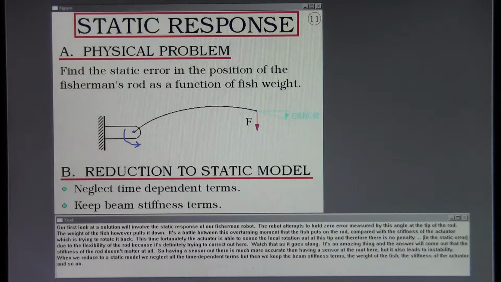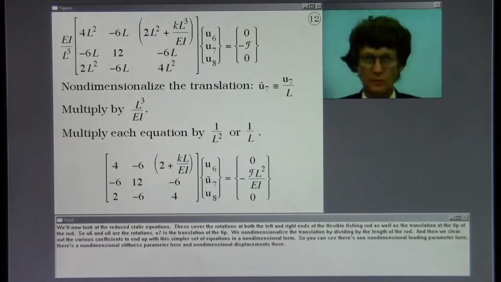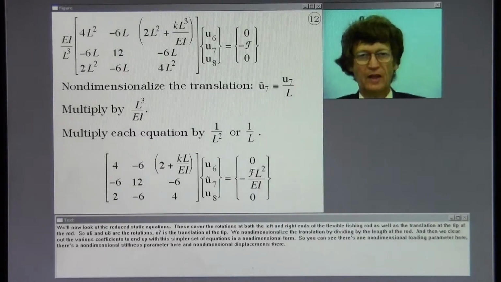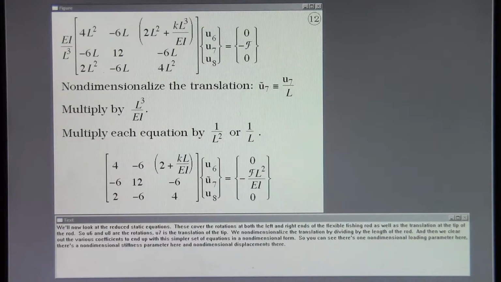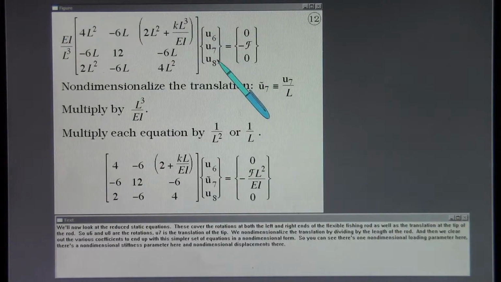When we reduce to a static model, we neglect all the time-dependent terms, but then we keep the beam stiffness terms, the weight of the fish, the stiffness of the actuator, and so on. We'll now look at the reduced static equations. These cover the rotations at both the left and right ends of the flexible fishing rod, as well as the translation at the tip of the rod. So U6 and U8 are the rotations. U7 is the translation of the tip.